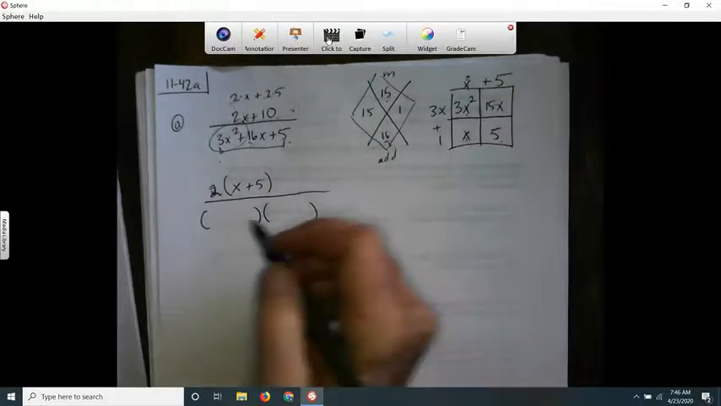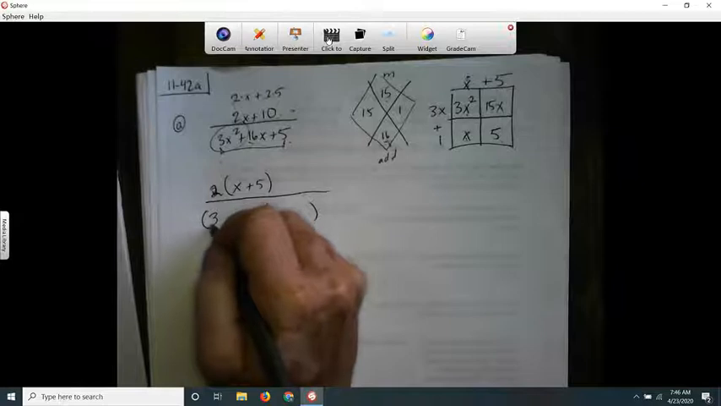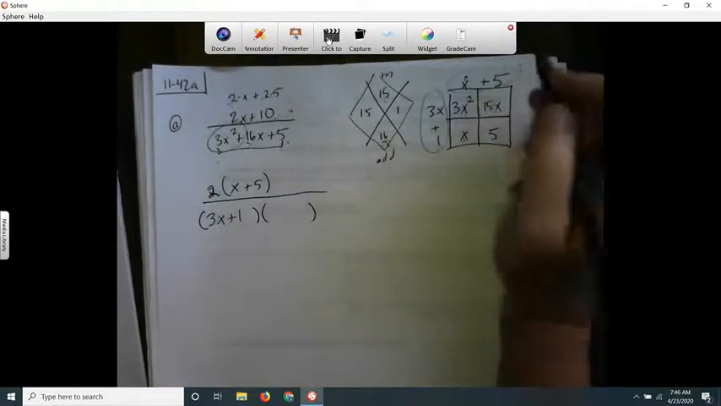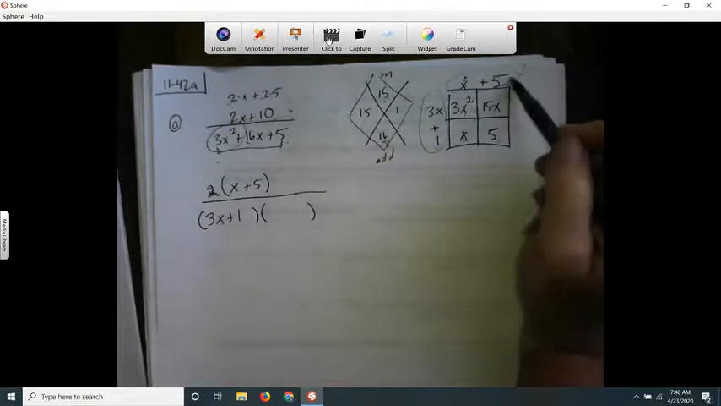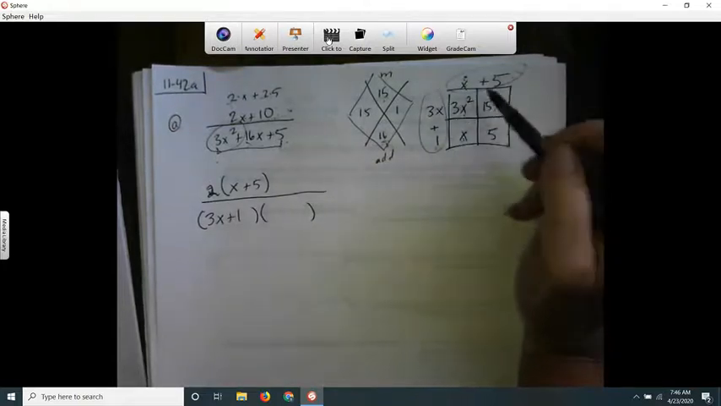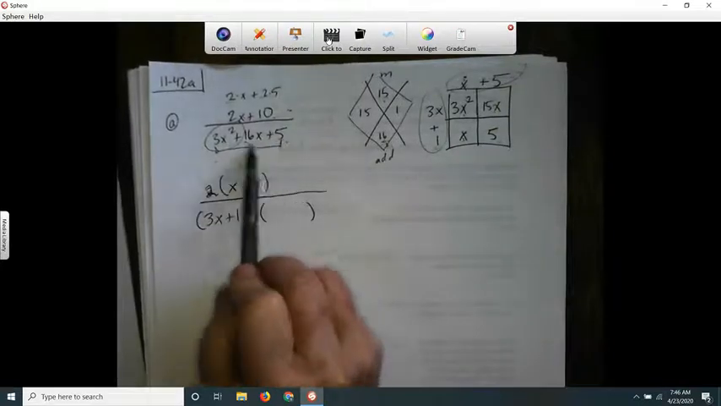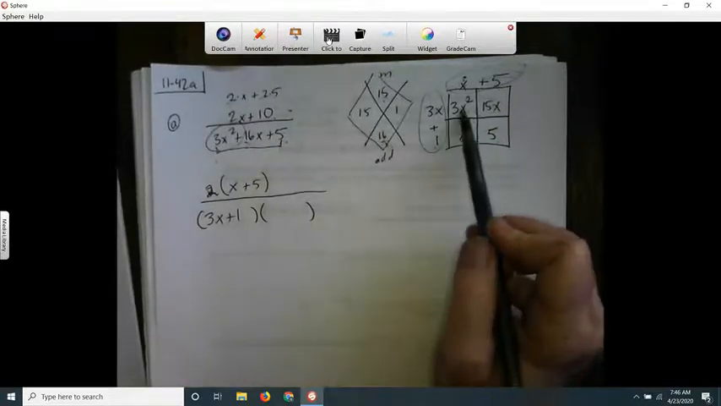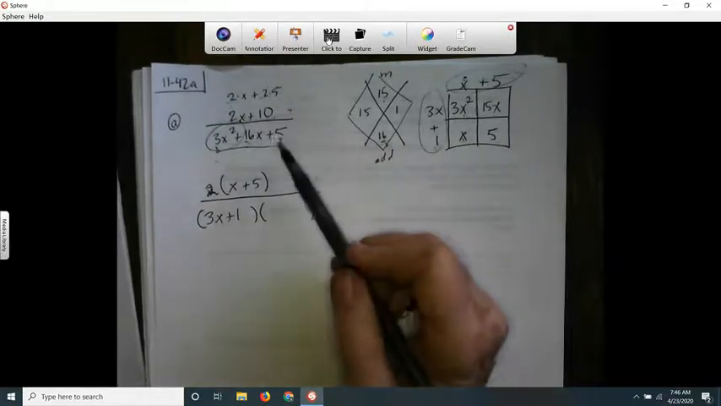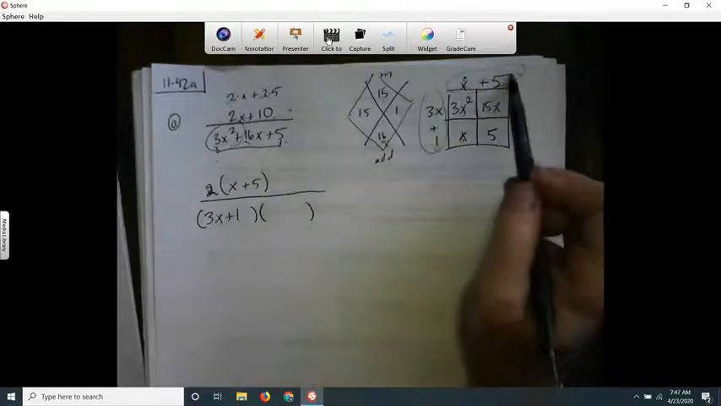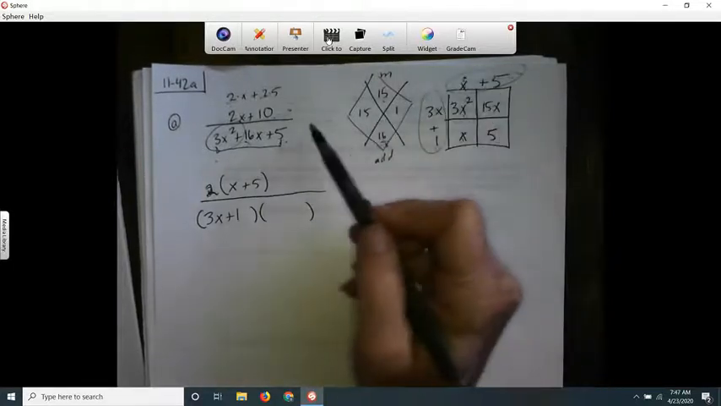See these outside ones? These are my factors. This times this equals what's inside. And what's inside is equal to this polynomial. See, because we got the 3x squared, we got the 5, we got the 16x, but we just broke it into 15x plus x. So these factors multiply to make that quadratic. So that's x plus 5 right there.